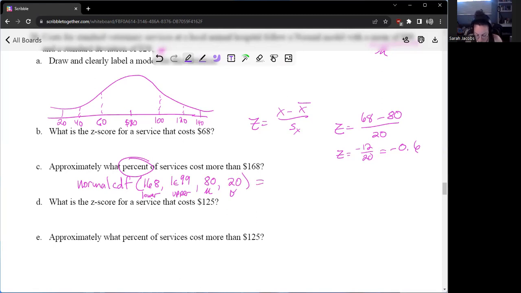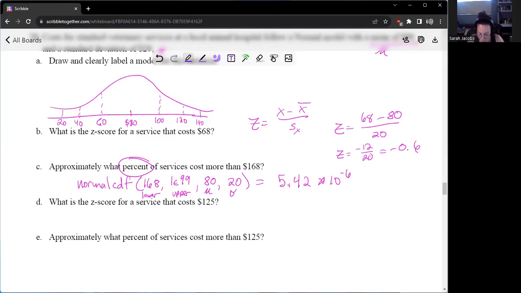When you pop that in a calculator, you get what might appear to be a kind of big number, but is actually a very small number. If you ever are using normal CDF and you get a value above 1, look to the right because there is going to be an e to the negative something that has to be in scientific notation. There's no way you're going to get more than 1 out of a normal CDF. So that and 80 and 20. So we get 5.42 times 10 to the negative 6.